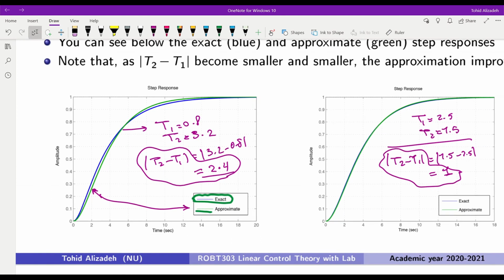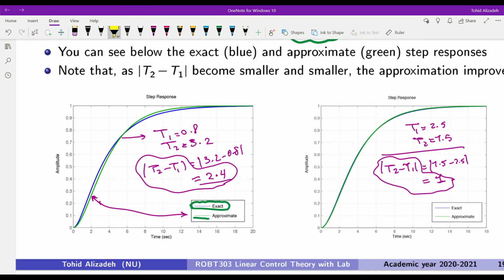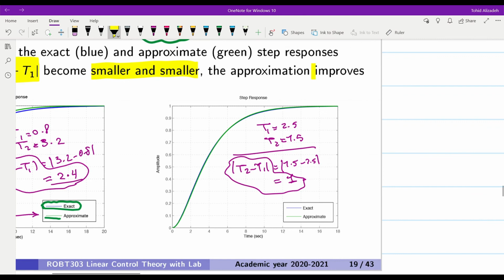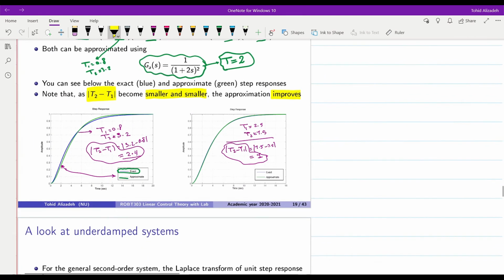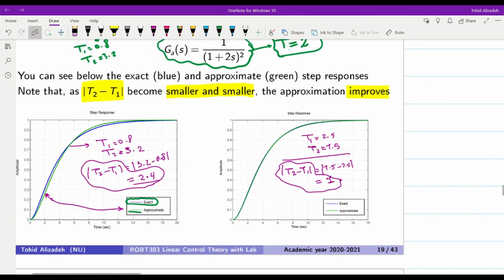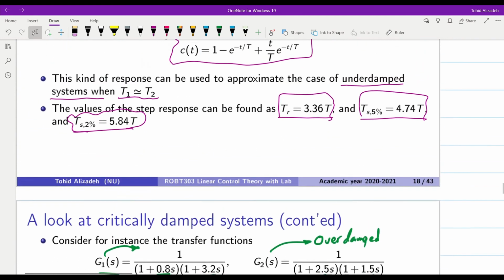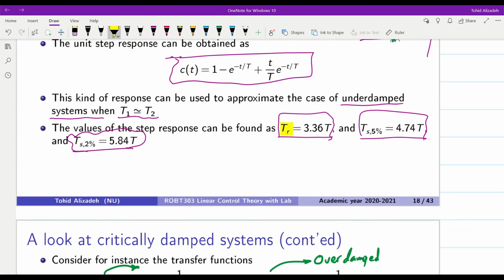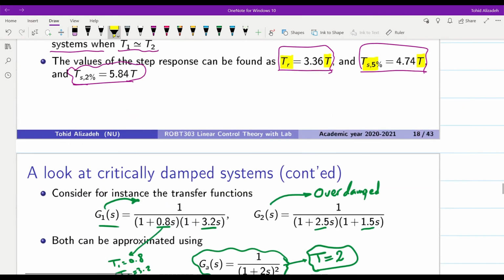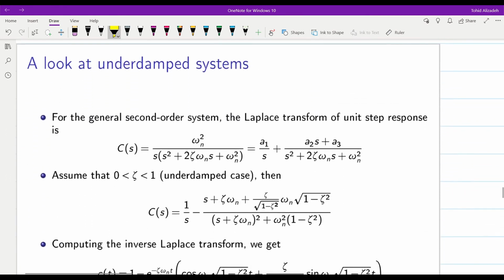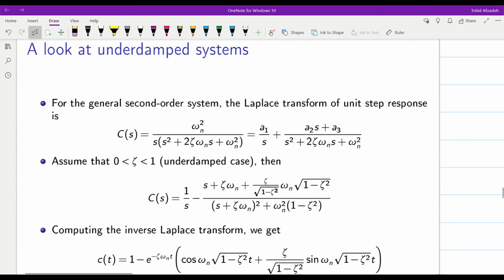So this is something to keep in mind: as the difference between T2 and T1 becomes smaller and smaller, the approximation improves. So we approximate an overdamped system by a critically damped system, for which we know the relation between the rise time and T, and settling time and the time constant. Now we will have a look at the underdamped systems.